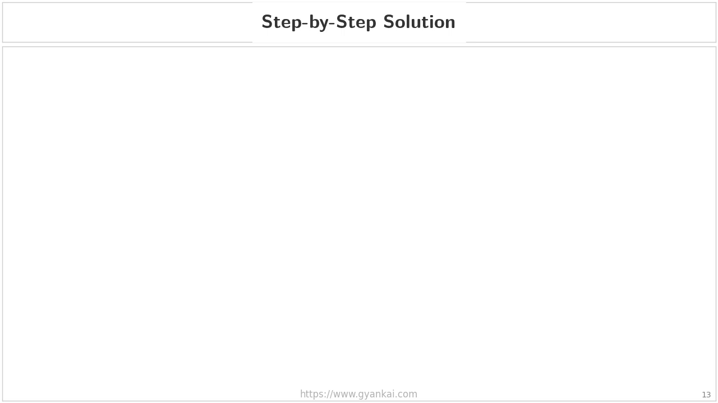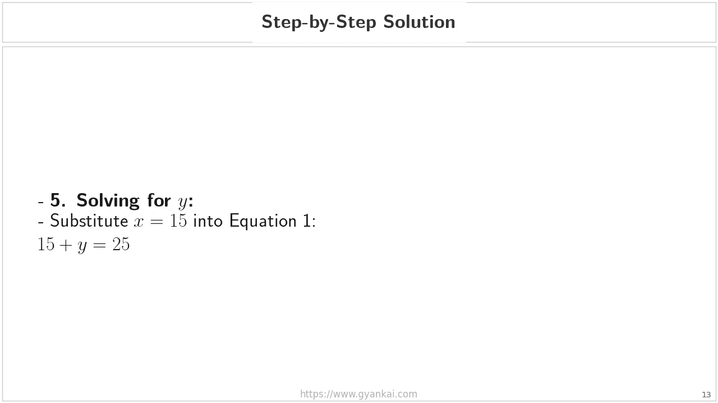Step-by-step solution. Now that we have successfully found the value of X, we are on the final step of our solution, solving for Y. If you recall from our first equation in step 1, we established that X plus Y equals 25. Since we just determined in the previous slide that X equals 15, we can now substitute that value directly into our equation. This gives us 15 plus Y equals 25.